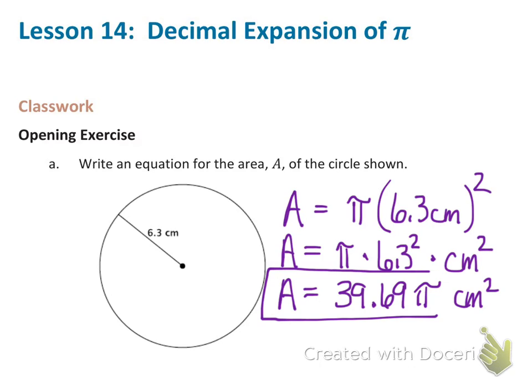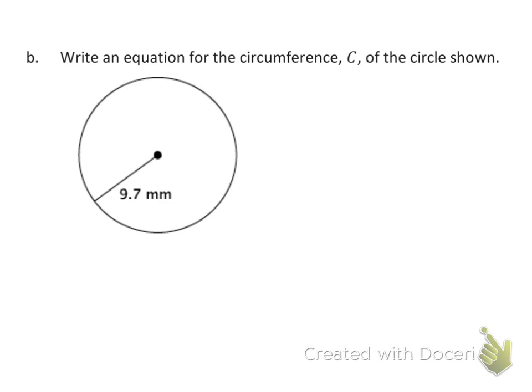That gives us an exact amount for the area of that circle. That's not an approximation, that's an exact amount because we left it in terms of pi. Okay, what about circumference? Remember, circumference is the distance around the circle. And how much rope would it take? And we're going to call that C.